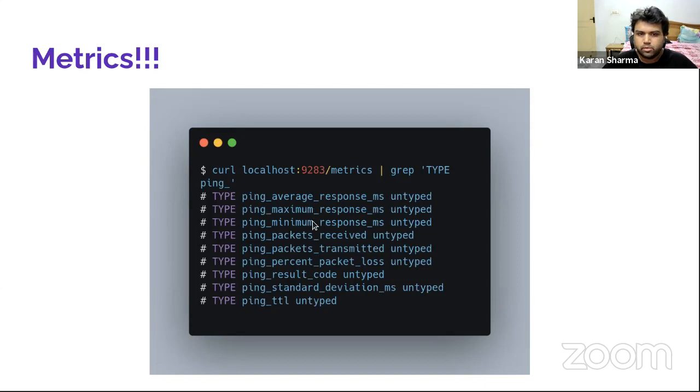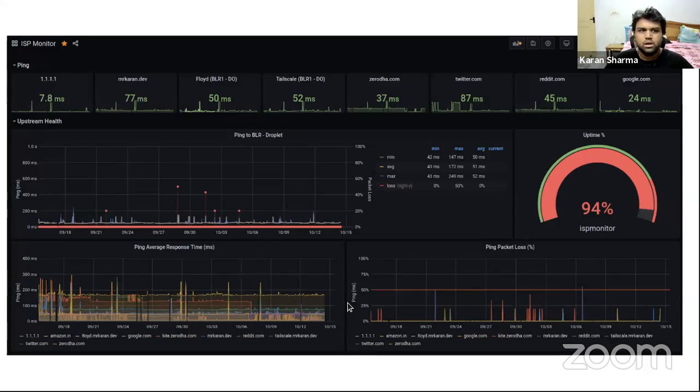So these are the types of metrics it exposes for the ICMP monitoring, and you can get a lot of data with just 3 or 4 metrics by writing queries using PromQL, the Prometheus query language, and visualize this in Grafana. So this is the basic dashboard where I have a list of upstreams which I have defined in my configuration, and I use Grafana to visualize all the metrics which are flowing in.